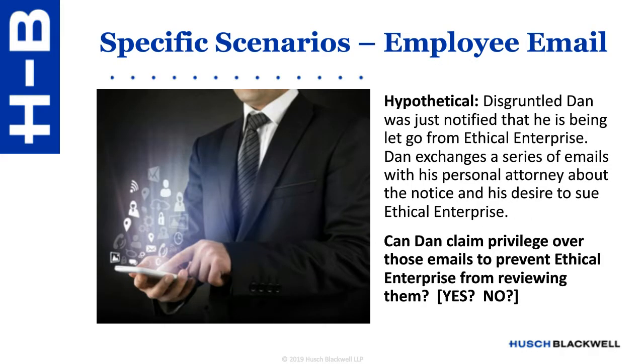I'm now going to turn to some specific privilege scenarios that we've seen come up. The first scenario that we see quite frequently is employee email and communications between the employee and their own attorneys using their work email. For example, let's say disgruntled Dan was just notified that he's being let go by his company, Ethical Enterprise.